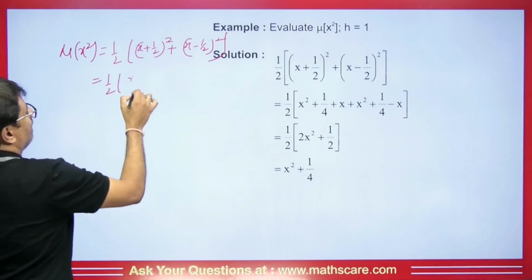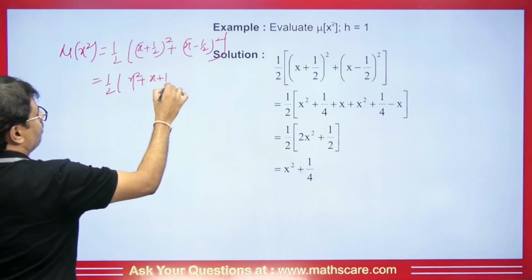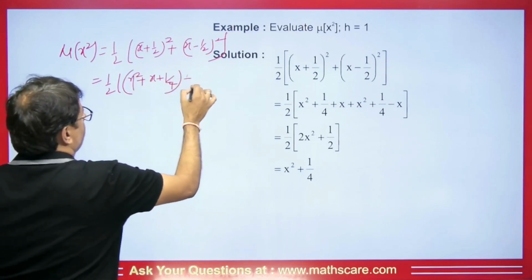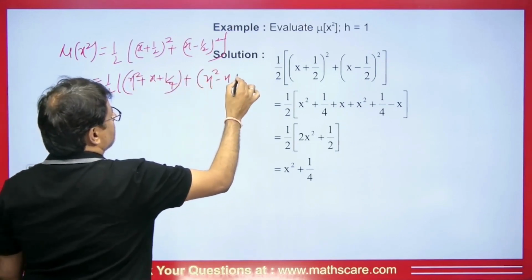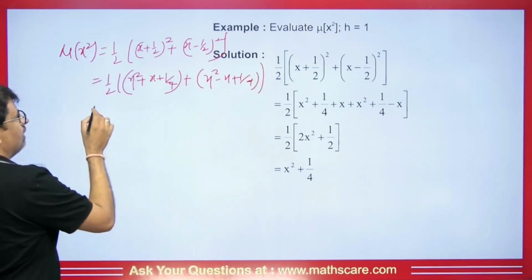It will be 1 by 2. It will be x square plus x plus 1 by 4 will come, right? This value will be plus this will come, x square minus x plus 1 by 4 value will come, right? So here we are opening the whole square of a plus b and a minus b.